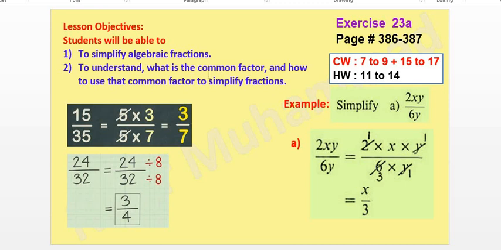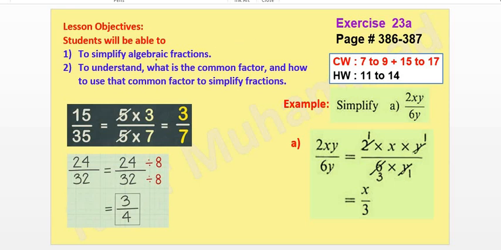So let's see first of all what our main objectives are: to simplify algebraic fractions, to understand what a common factor is, and how to use that common factor to simplify fractions. First of all, do you know what an algebraic expression is? An algebraic expression has variables, it has constants, it has addition, subtraction, multiplication, division symbols, right?